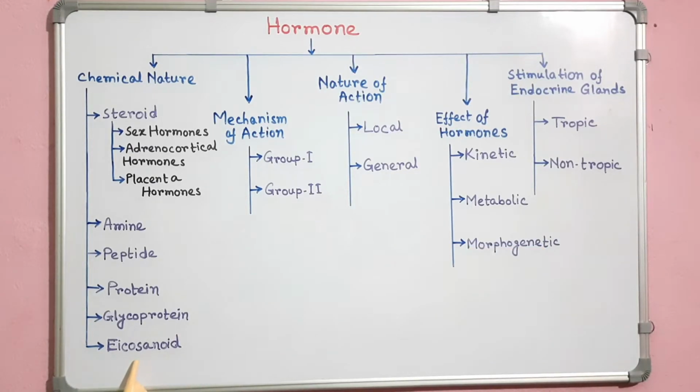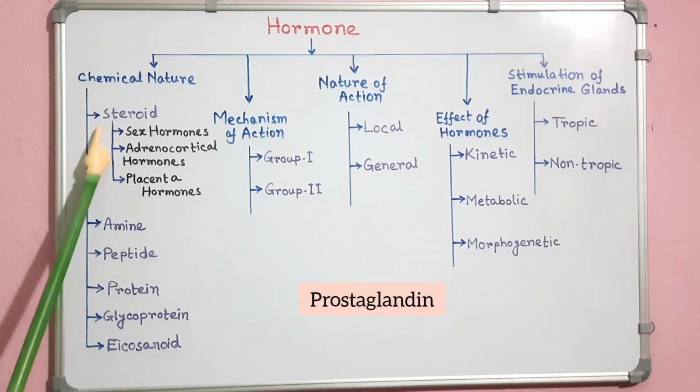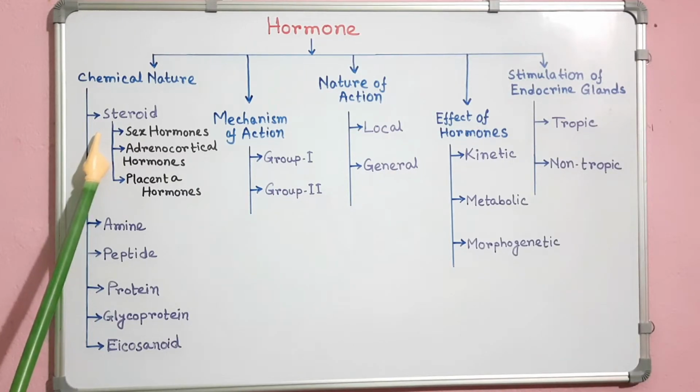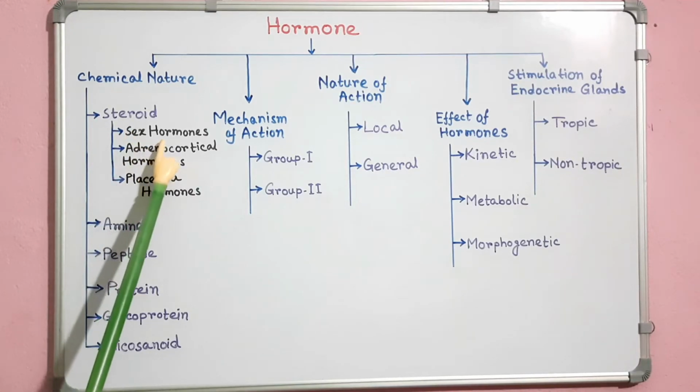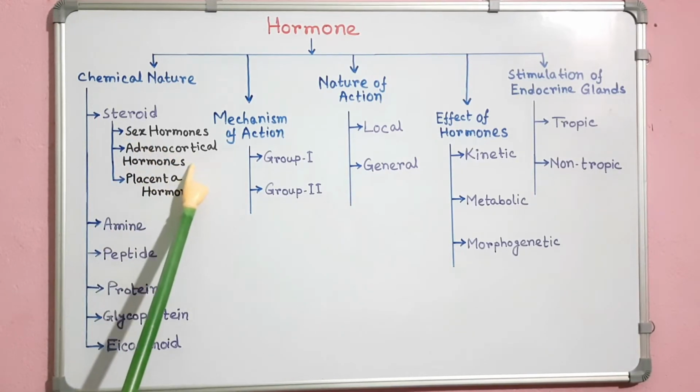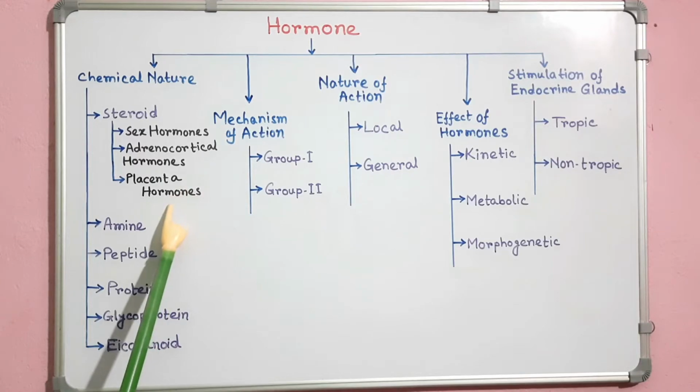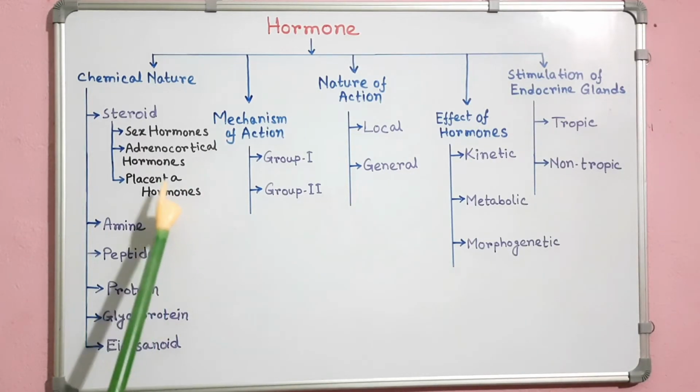Eicosanoid hormones are made up of small fatty acid derivatives with a variety of arachidonic acid. For example, prostaglandins. These steroid hormones are classified according to the organs that synthesize them. Therefore, steroid hormones are classified as sex hormones, adrenocortical hormones, and placenta hormones.